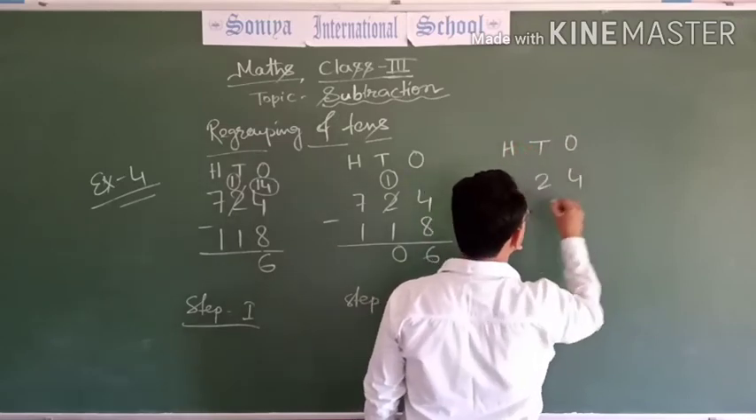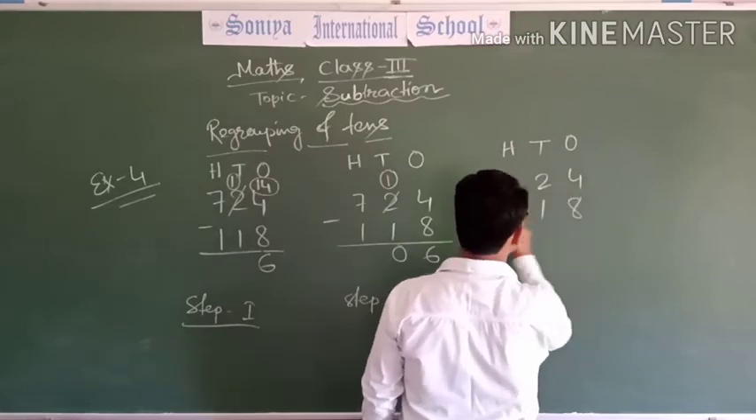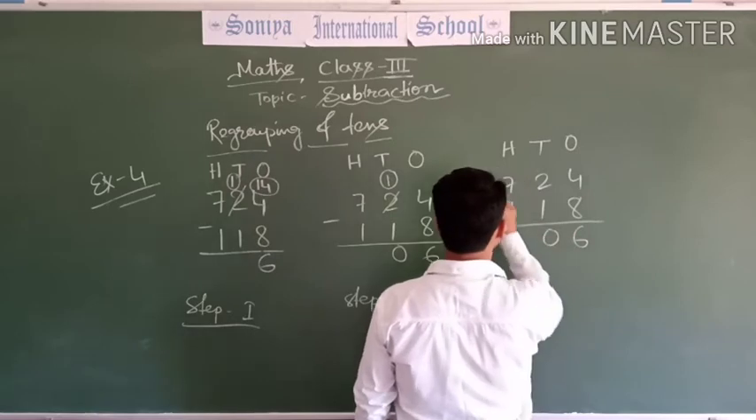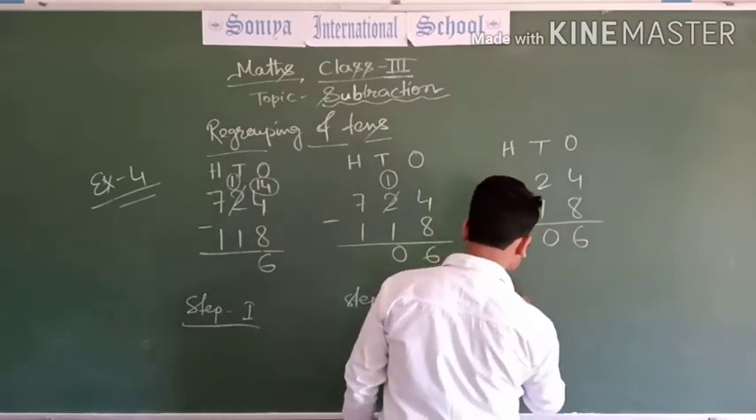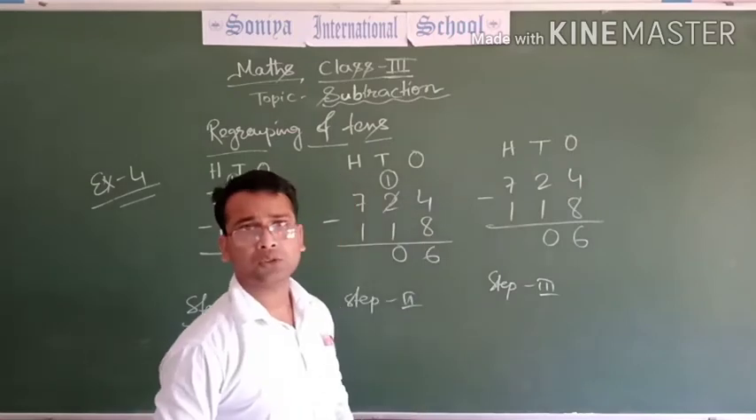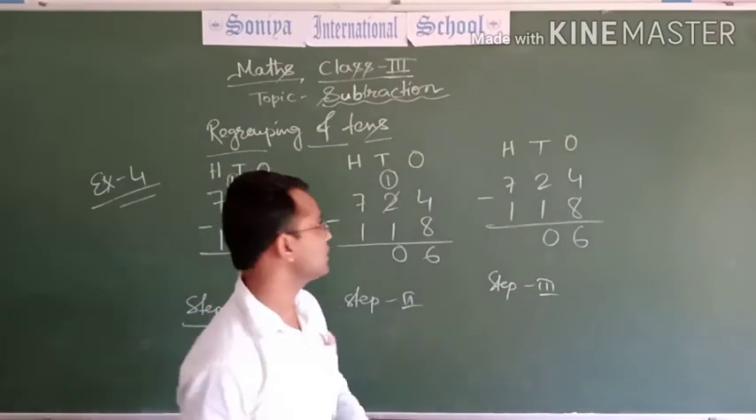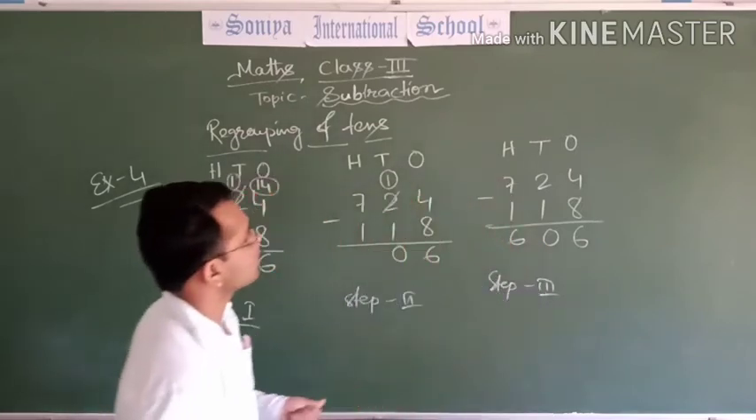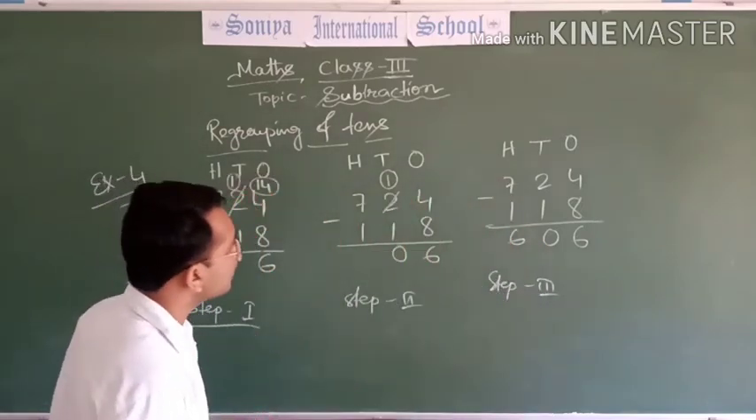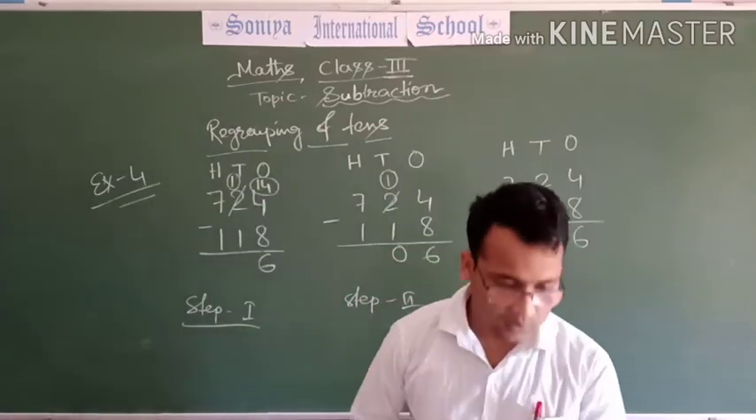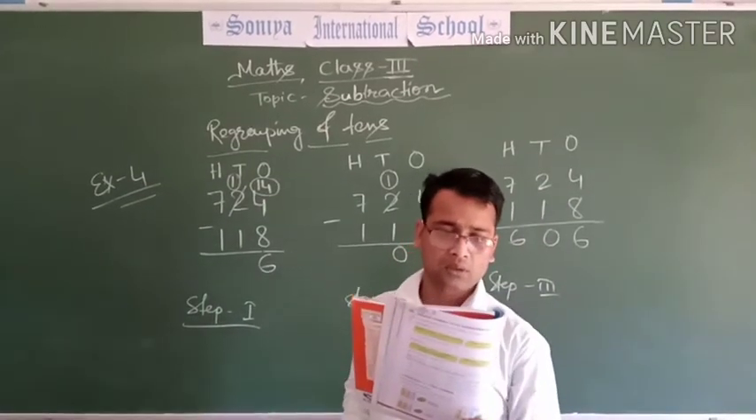7, 2, 4, 1, 1, 8 is equal to 6, 0. Step third: 7 minus 1 is equal to 6. So the answer is 606.